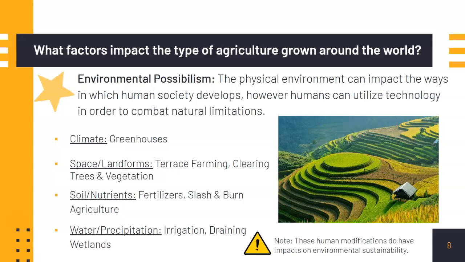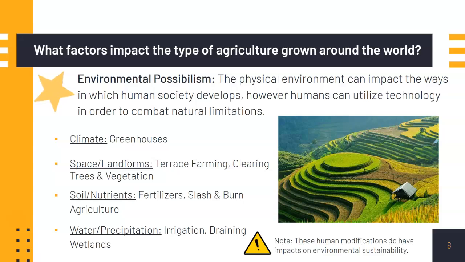Climate plays a significant role in shaping agriculture, but human ingenuity has allowed farmers to adapt to even the most challenging climates. One example is the use of greenhouses, which create controlled environments for growing crops in regions where outdoor conditions may not be ideal, such as cold or arid areas. Greenhouses allow farmers to extend growing seasons and cultivate crops that would otherwise struggle in a specific climate.